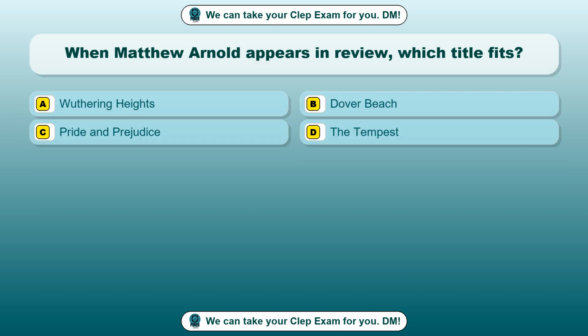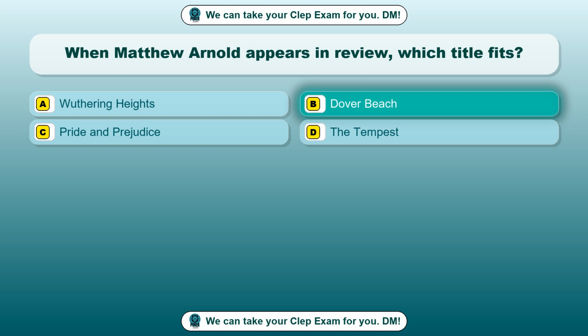Question 49. When Matthew Arnold appears in review, which title fits? Option A, Wuthering Heights. Option B, Dover Beach. Option C, Pride and Prejudice. Option D, The Tempest. The correct answer is option B, Dover Beach.